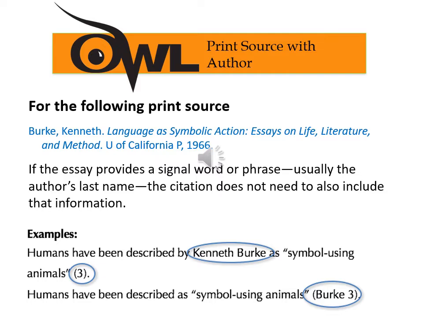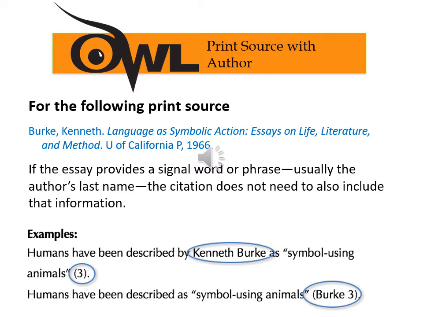And make sure you put quotation marks around it to let me know that it's the title of a book or article. Humans have been described as "symbol using animals," unquote. They did not use Burke, who's being quoted here as saying, quote, symbol using animals. Because they didn't use Burke in the setup for the quote, they included it in the in-text citation.